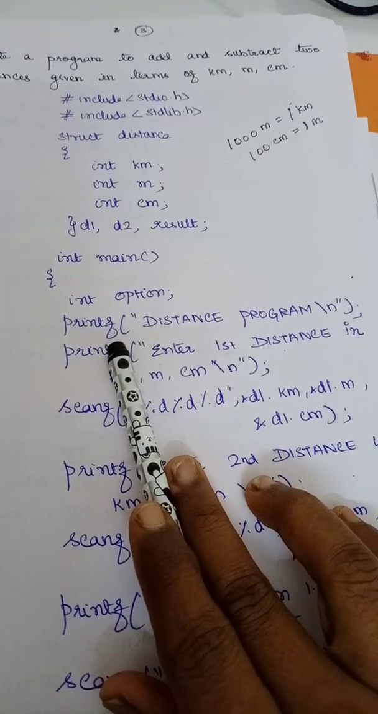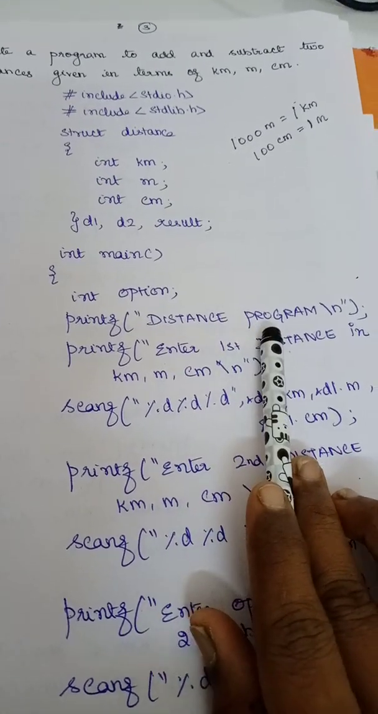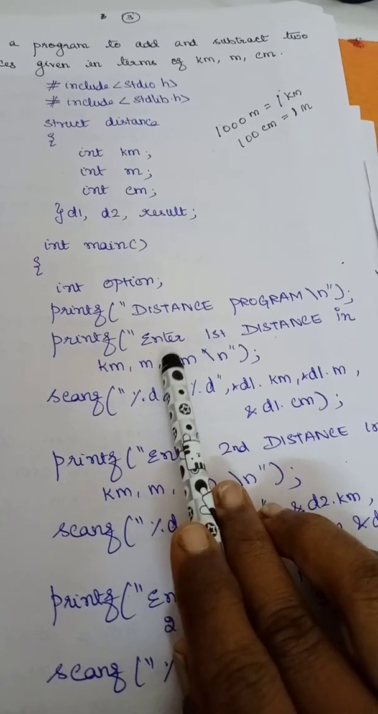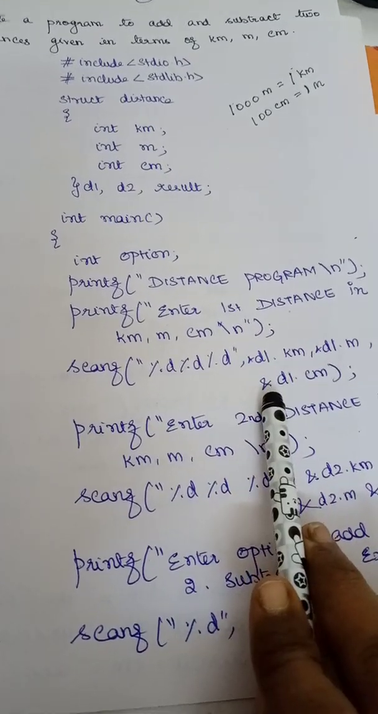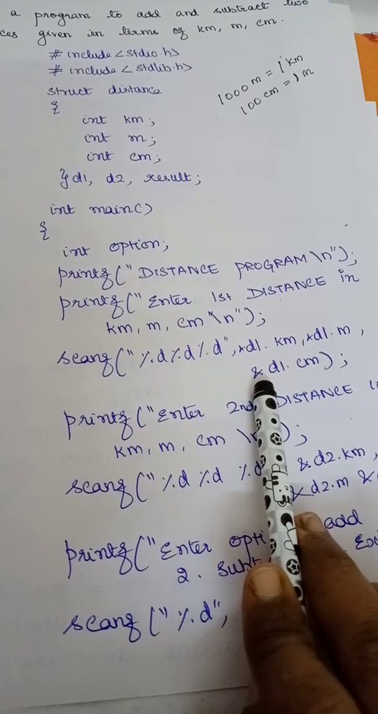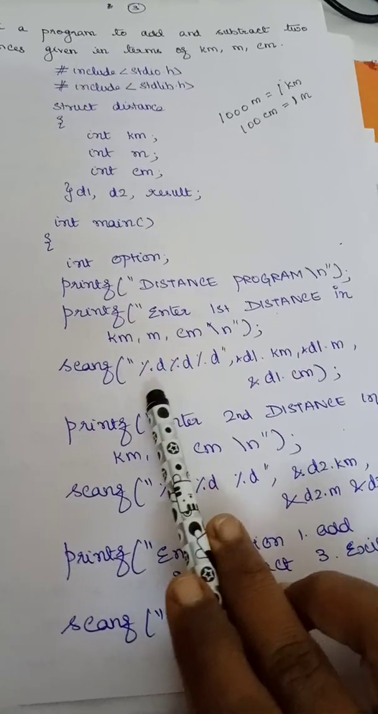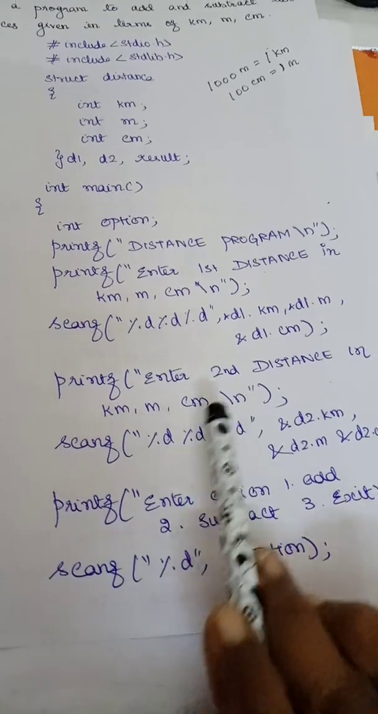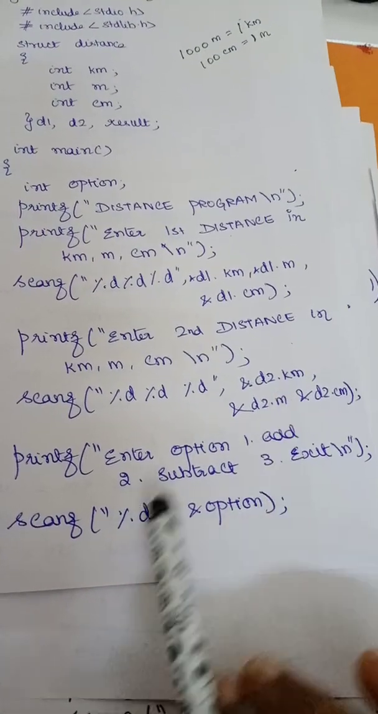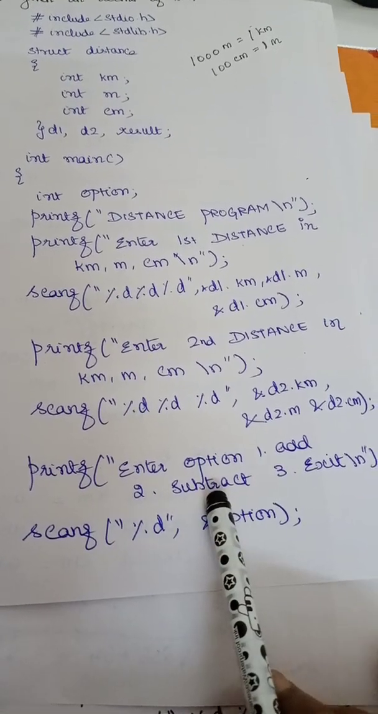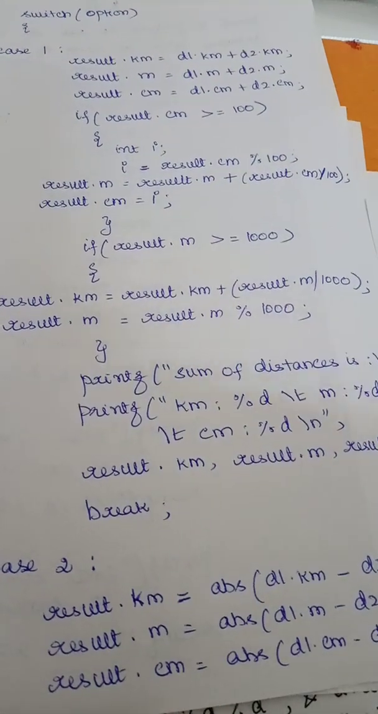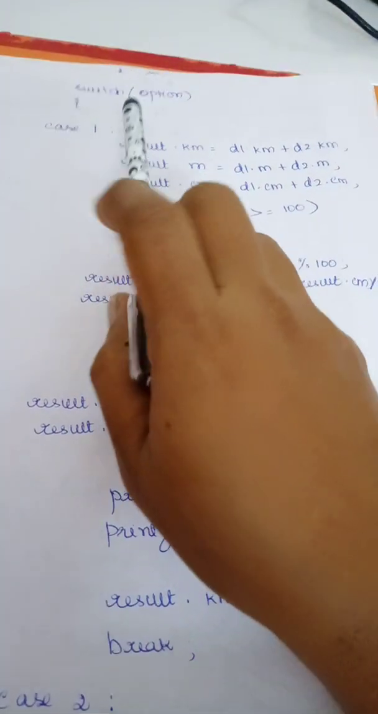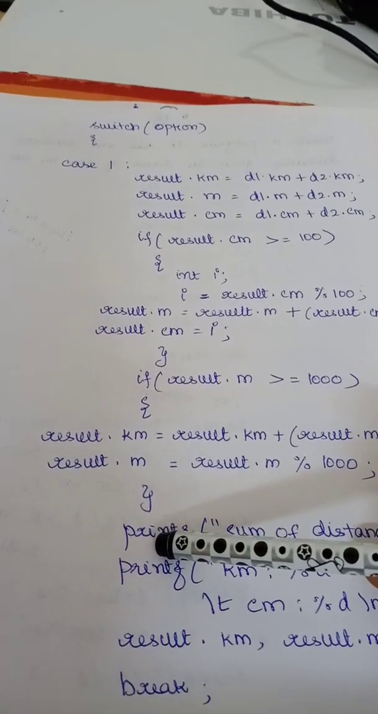Now this printf statement is just to print the heading of the program, that is distance program. Next, printf, enter the first distance. I am reading my first distance. Suppose I enter my first distance as 1000 kilometer, 526 meter, comma, and then 505 centimeter. Similarly, I am reading my second distance. Now here I am asking you add, subtract, exit, and reading the option. In the switch on the option, either 1 or 2 will be selected, depending on whether I want to do addition or subtraction.